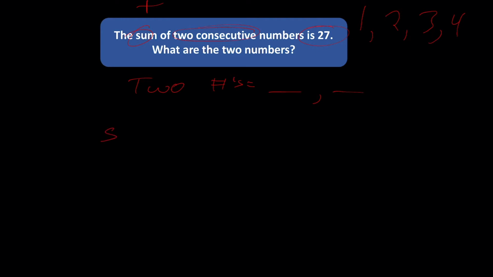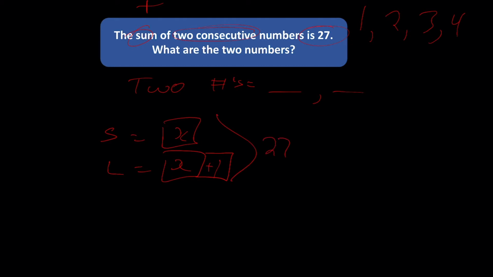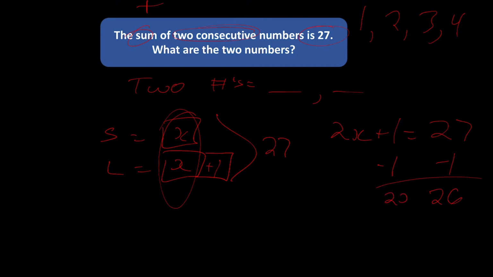Now I'm going to set the small number equal to x, the larger number equal to x plus 1, and now they are all equal to 27. And I'm ready to write my equation. So I have 2 x's plus 1, and they're going to be equal to 27. And now I can solve. So minus 1, that's 26. 2x divided by 2. And x is equal to 13.